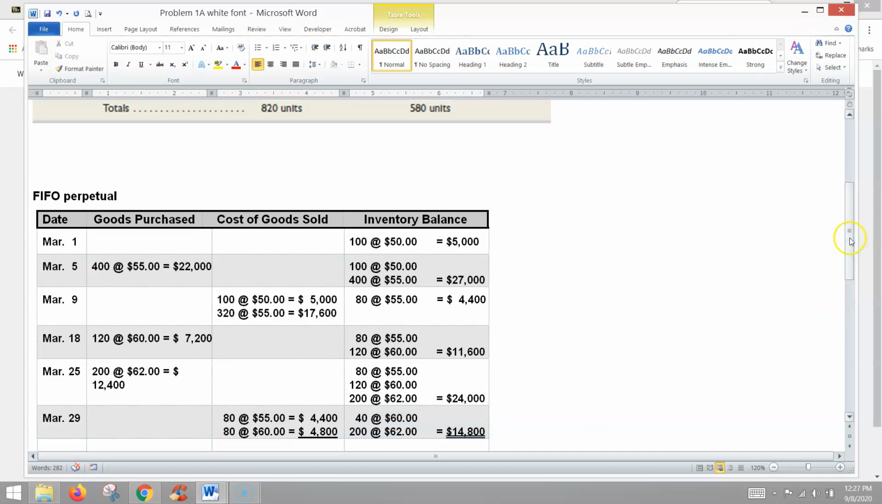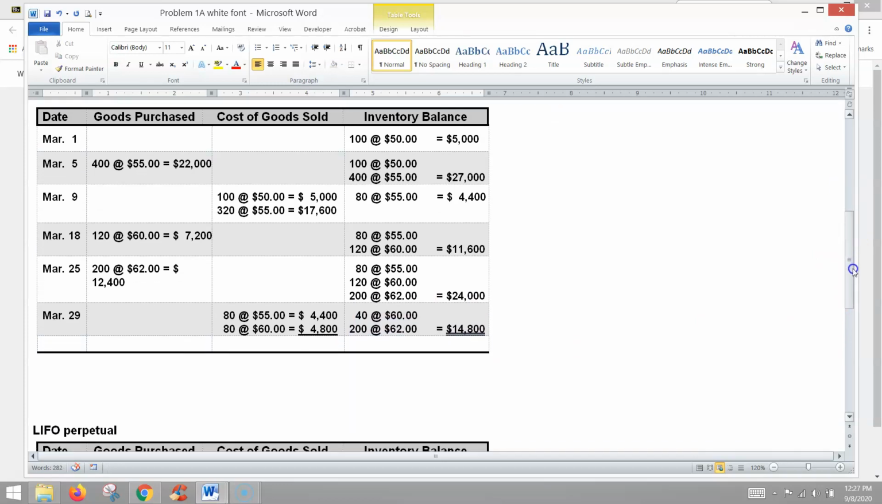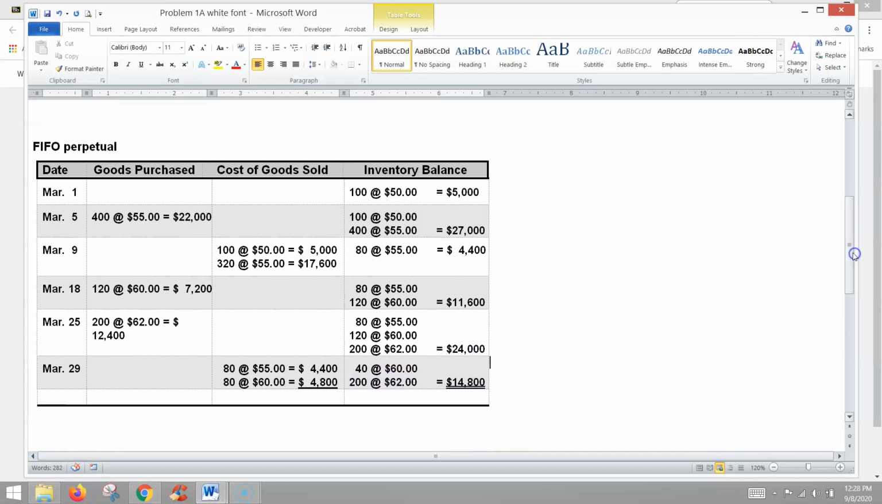Now at the end of the month, we're going to determine our total cost of goods sold. We would add this entire column. That would be total cost of goods sold for the period. And the cost of our ending inventory is $14,800. For the exam, you're going to need to be able to calculate total cost of goods sold for the month, as well as the cost of ending inventory, both for FIFO and LIFO.